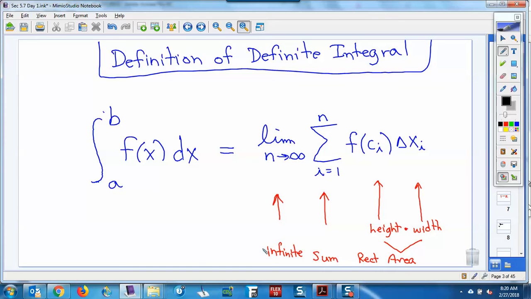This was our big wow moment yesterday: the definite integral is the limit of adding up rectangle areas. So how many rectangles do you add up to get the exact area? An infinite number of rectangles, right? Getting the exact area under a curve is equivalent to adding up an infinite number of rectangles, a Riemann sum. So left rectangles, right rectangles, whatever.